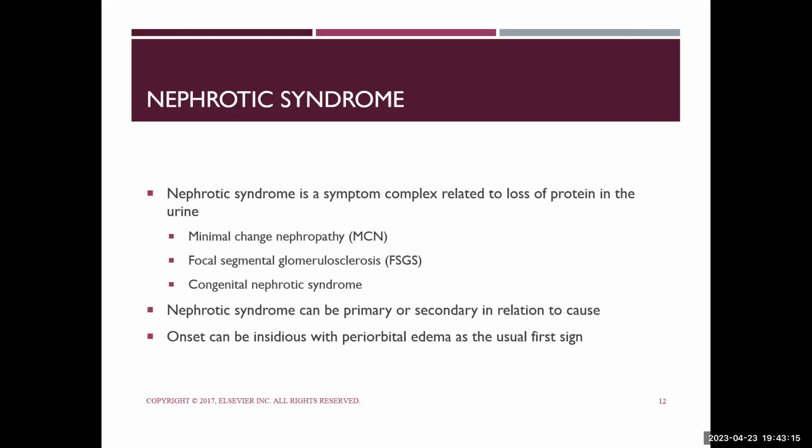Remember, the signs of nephrotic syndrome include peripheral and periorbital edema. So the periorbital edema might be your first sign. Hypoalbuminemia, proteinuria, hyperlipidemia, and then the patient is also at risk for thrombosis because they lose antithrombin 3 through the kidney.